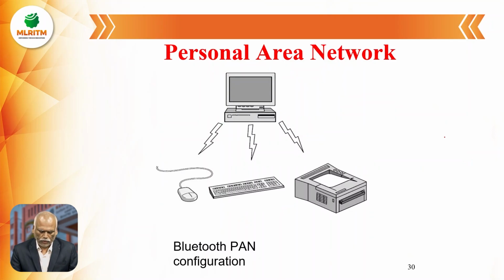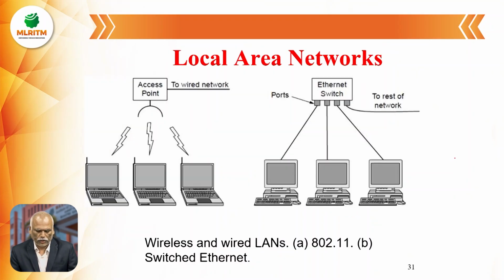The first type of network is the personal area network. This uses Bluetooth technology. The devices that are peripheral to the computer system, like mouse, keyboard, and printer, are part of the communication, where the mouse can connect to the system using Bluetooth, and the keyboard and the printer can likewise connect using Bluetooth. So these are the devices that are part of personal area networks.